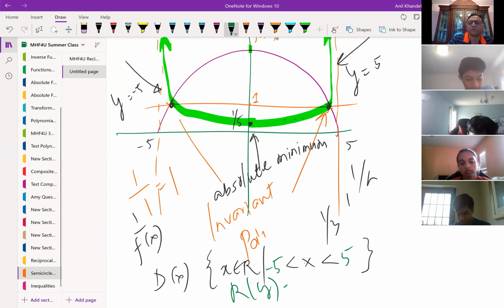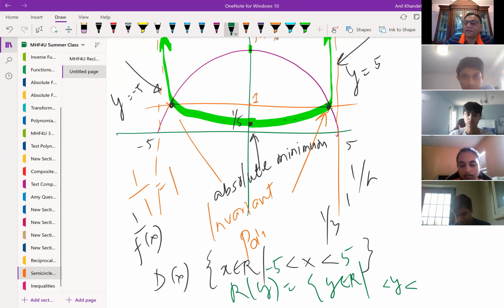Range, tell me now, Ankita, tell me the range. Y is greater than, it has to be in between. Greater than or equal to what? Less than or equal to what? 1 over 5 is your absolute minimum, right? But it goes to infinity. And therefore, it will be only y greater than or equal to 1 over 5. Is that clear to you? So you see it is going to infinity, correct?